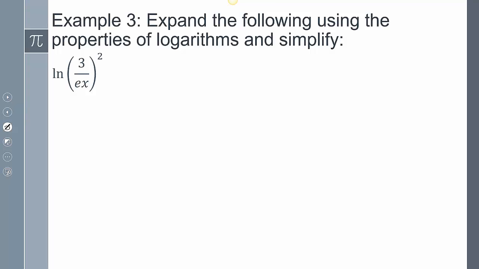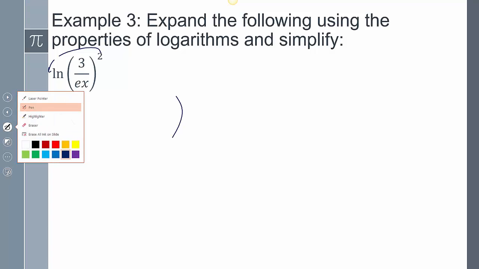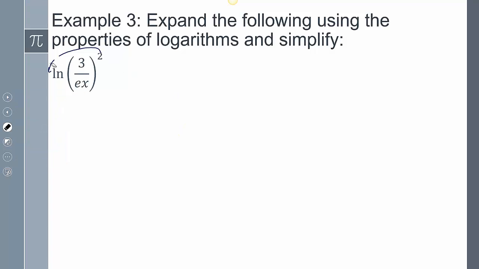For this next one here, now I personally feel that it's easier doing it this method. I could just bring the 2 into the front, and then it's 2 times everything that you have. You could do that if you wanted to. Or what you can do is take the 2 and multiply it by every exponent that's inside my expression. So this would be rewritten as ln of 3 squared over e squared x squared.